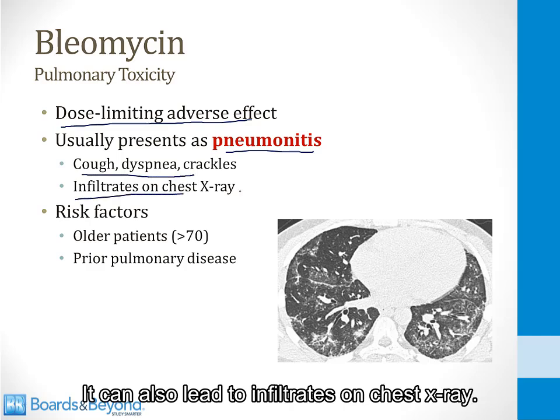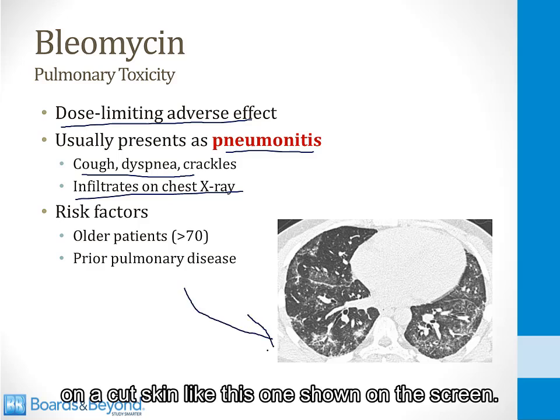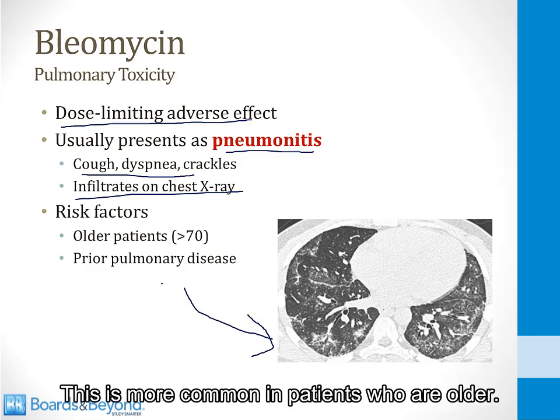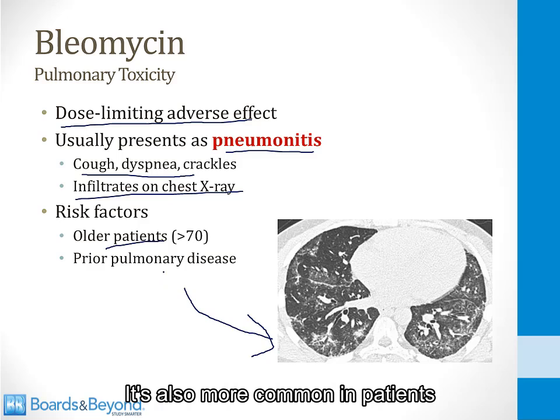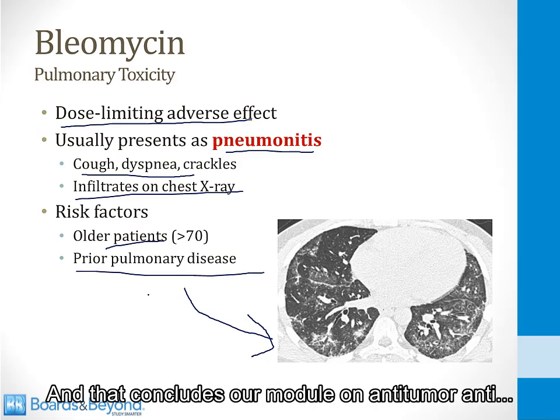It can also lead to infiltrates on chest x-ray and also infiltrates that can be seen on a CAT scan like this one shown on the screen. This is more common in patients who are older. It's also more common in patients who have a prior history of pulmonary disease. And that concludes our module on anti-tumor antibiotics.